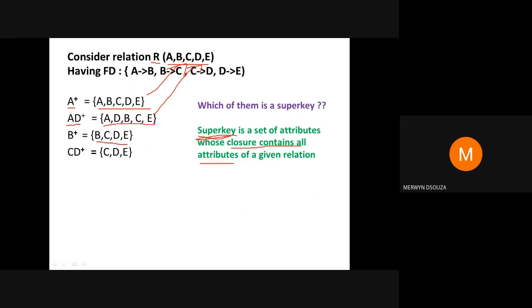B is missing the attribute A from the given relation, so this is not a super key. Similarly, CD is missing the attributes A and B, so this is also not a super key. So from these four, the only super keys present are A and AD. Why? Because the closure of these two contains all the attributes of the given relation. Therefore we are declaring A and AD as super keys.